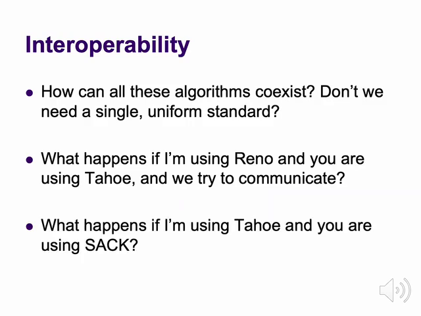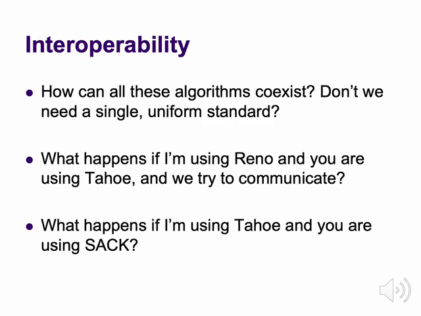One question you might have about all of these variants is interoperability. If everyone's running a different variant, how can all these algorithms coexist? Don't we need a single uniform standard that we all agree on for how you implement and update your congestion window? So specifically, what happens if I'm using TCP Reno and you are using TCP Tahoe? There's a question of fairness that we'll get to in the next lecture, but for now the question was just basic interoperability. Will the connection even work? Can we communicate if we're running 2 different variants of TCP?